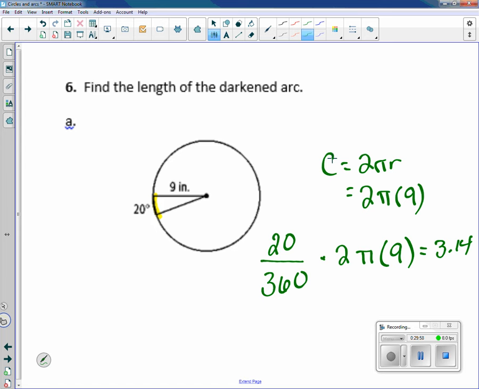20 divided by 360 times 2 times 3.14 times 9. Write it all in. You don't need to wait for me. If you have this shaded in, please do not shade it in, because we're not talking about the area. We're talking only about the crust. Okay? Now, let's look at the next one.